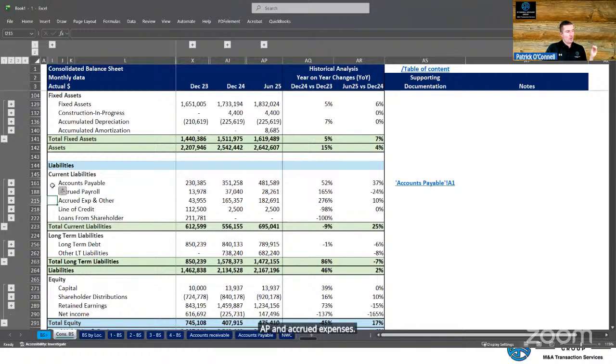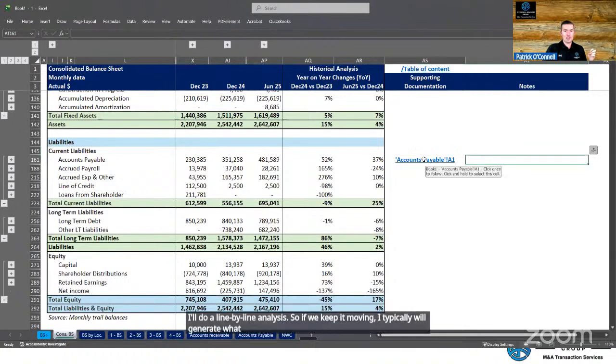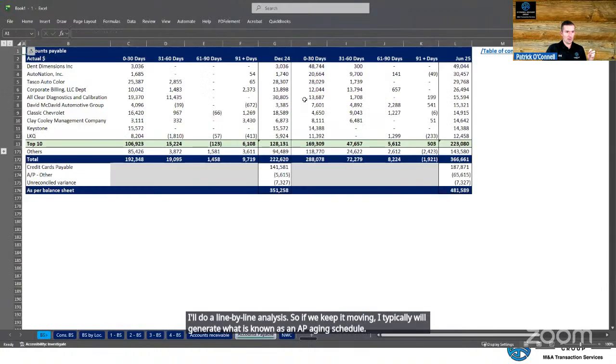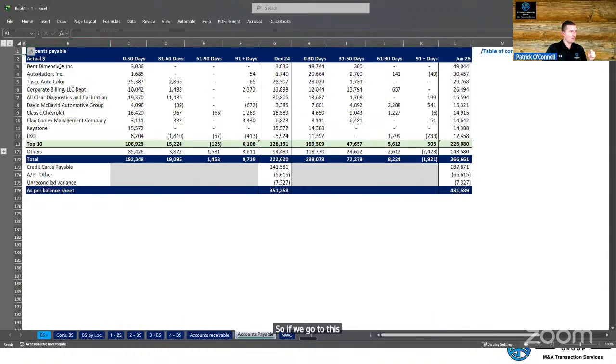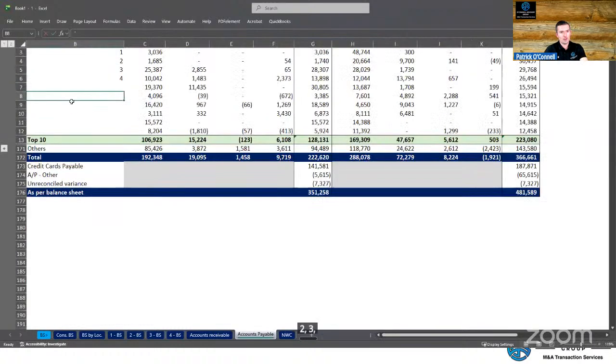If we keep scrolling down this balance sheet to round out our walkthrough, I typically will do a line by line analysis. So if we keep it moving, I typically will generate what is known as an AP aging schedule. So if we go to this, this is the AP by vendor over the period. So imagine this is vendor one, two, three, four. I'll go ahead and zoom in.